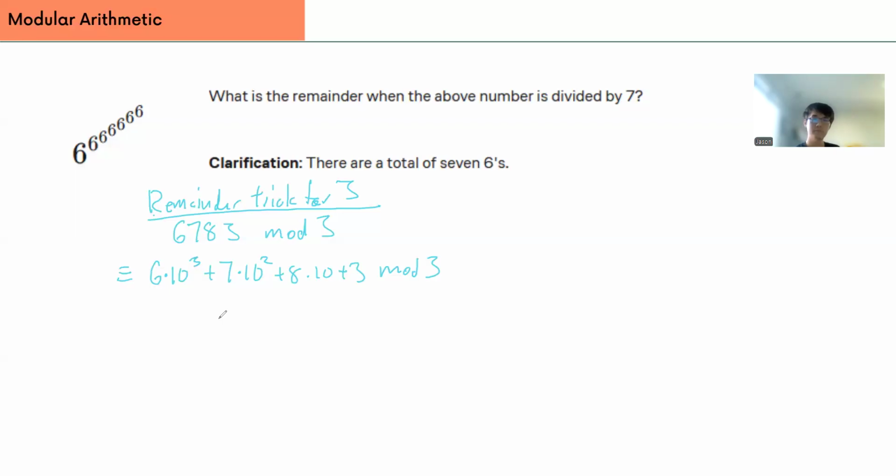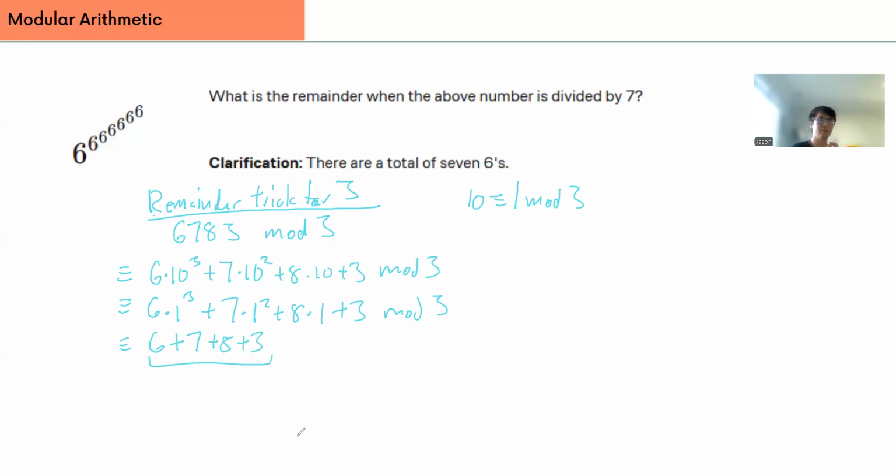Okay, so I'm just going to tell you guys. The key here is that 10 is congruent to 1 mod 3, so we can replace every single 10 in here with a 1. So this is congruent to 6 times 1 cubed, plus 7 times 1 squared, plus 8 times 1, plus 3, which is just 6 plus 7 plus 8 plus 3. This is why our remainder trick works, because 10 is congruent to 1 mod 3.